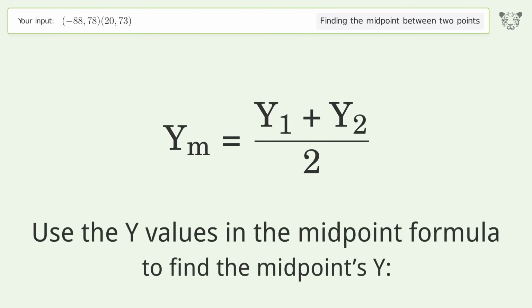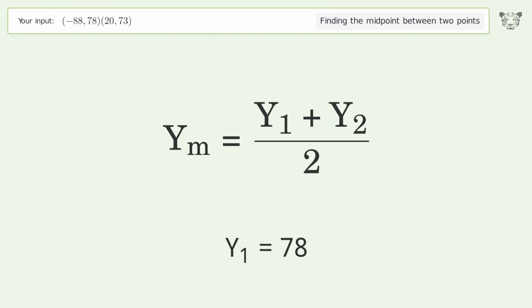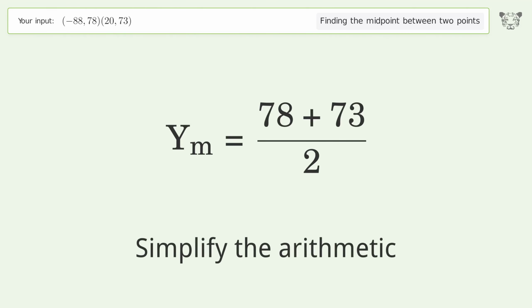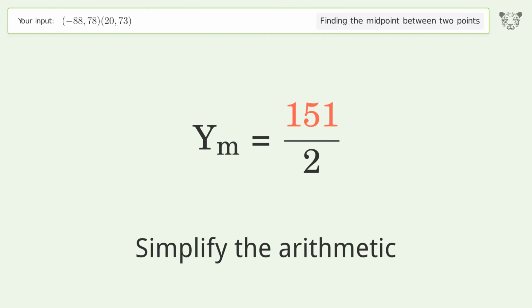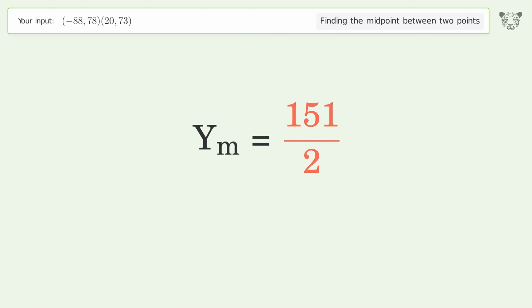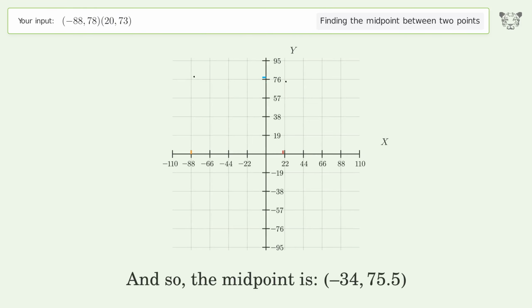Use the y values in the midpoint formula to find the midpoint's y. y1 equals 78. y2 equals 73. Simplify the arithmetic. And so, the midpoint is negative 34, 75.5.